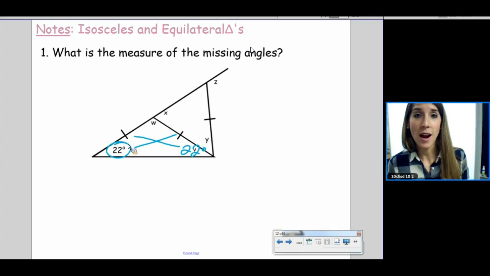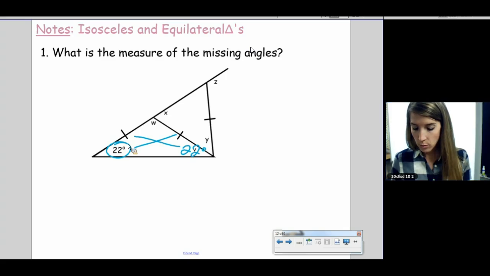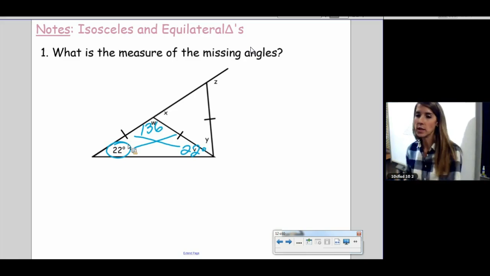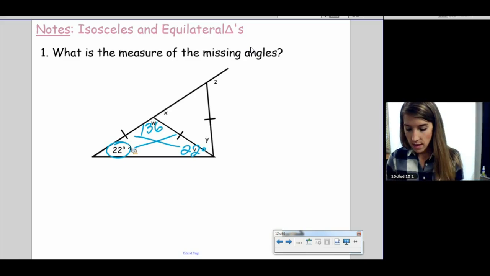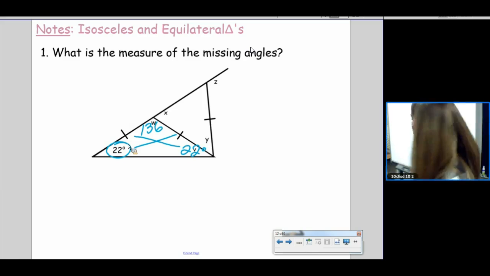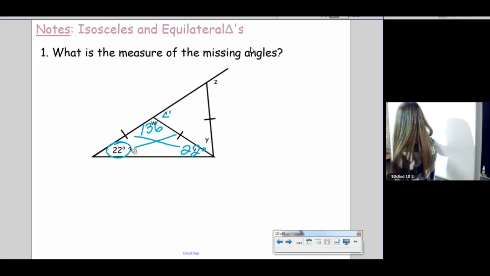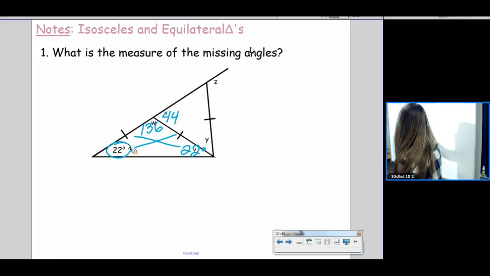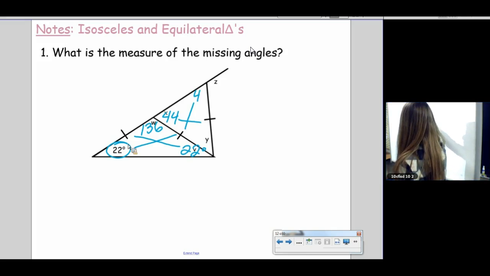So we're going to use our triangle sum theorem, and we're going to find W. We're going to add up 22 plus 22 to get 44. We're going to do 180 minus 44, and we know W is 136. Then we're going to find the linear pair of 136, which is 44. Now I notice 44 is a base angle. It is across from a tick mark. So the other angle that's across from a tick mark would be right there.